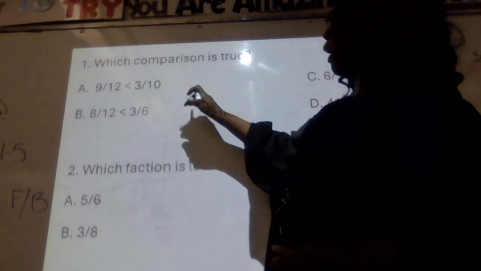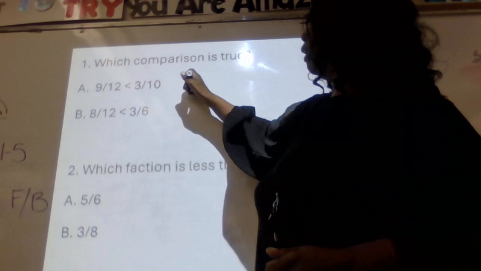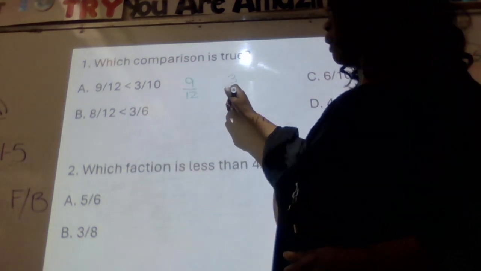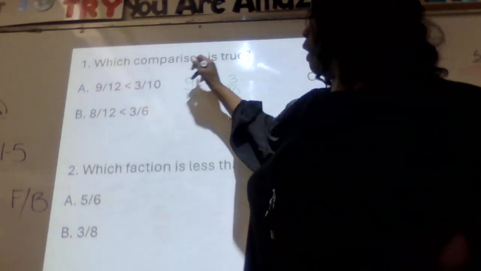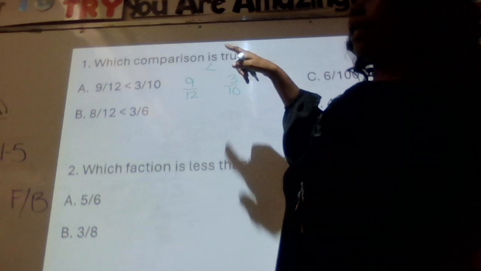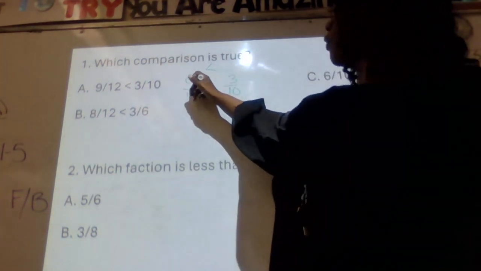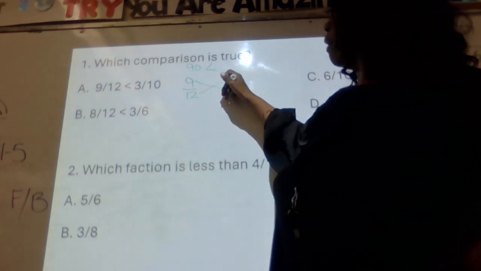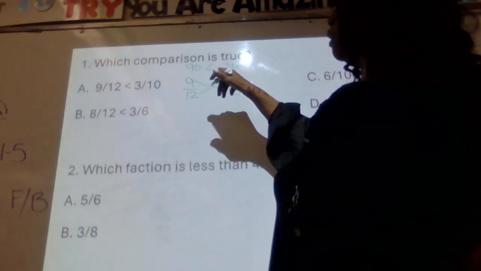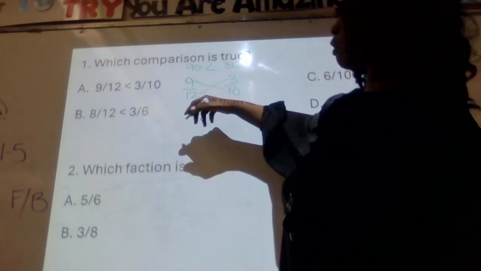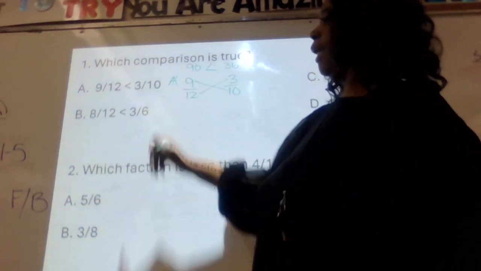So we're going to butterfly 9/12 and 3/10. Their paper should look exactly like this. It already has a sign, so I'm going to put it up top. So when I do my butterfly, they can easily see if it is the correct answer or not. So 9 times 10 is 90. 12 times 3, 36. The open mouth is not to the larger number, so we know it is not A.